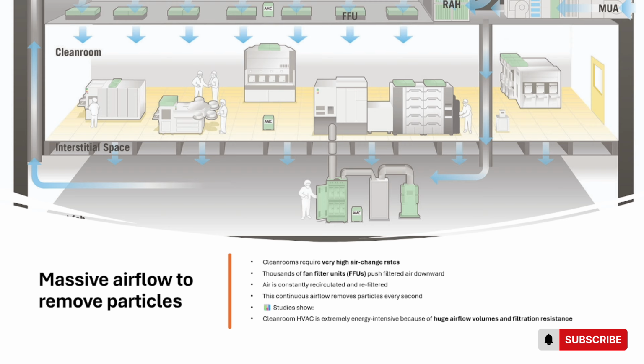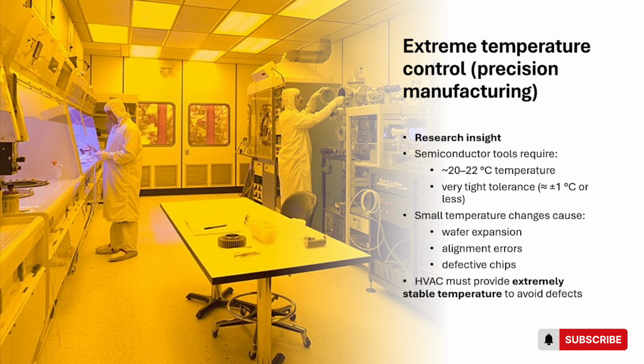Some fabs move more air than an entire airport or shopping mall. You can compare it with airports and shopping malls. Fabs use the cleanest air and much more massive airflow than airports or shopping malls. The air is refiltered every time and the continuous airflow removes particles every second. Studies show that clean room HVAC is extremely energy intensive because of the huge airflow volume and filtration resistance.